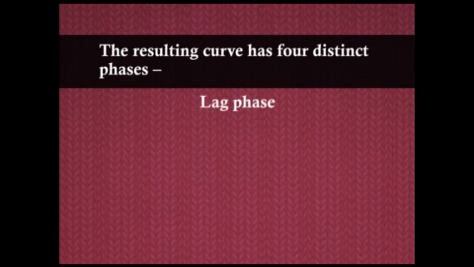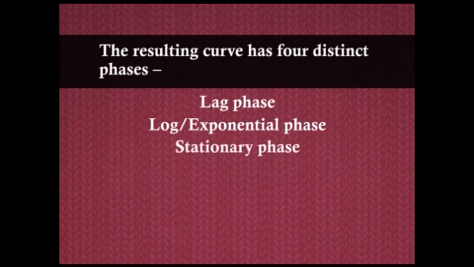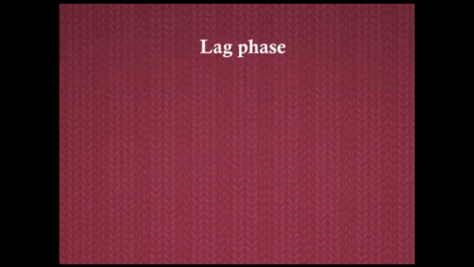First one is the lag phase. The second one is the log or exponential phase. The third one is the stationary phase. And finally, the fourth one is the death or the decline phase. First, we'll see this lag phase.